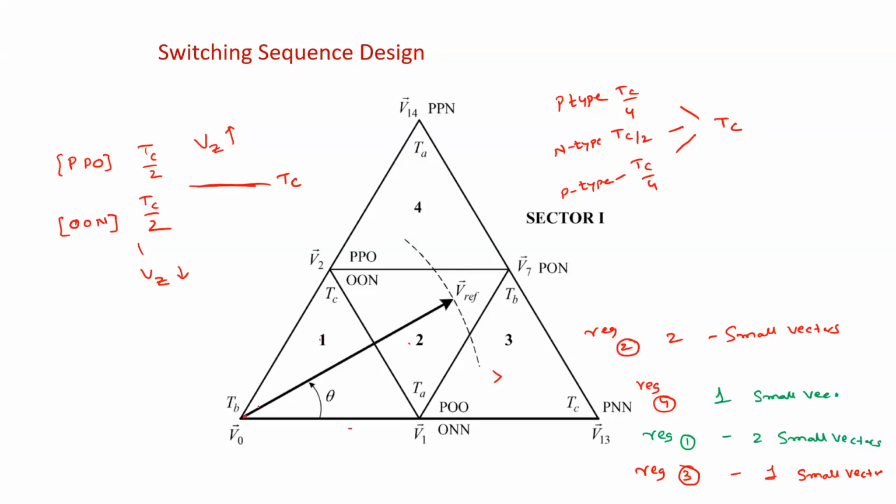Let us assume this is 60 degrees, so this angle is 30 degrees. Now this is the V reference. This can be decomposed into the V1 vector and the V2 vector. Here, which one will be the dominant small vector? If you calculate the dwell times, this TA must be greater than this TC. So the time period of this V1 vector will be more when compared to this V2 vector.